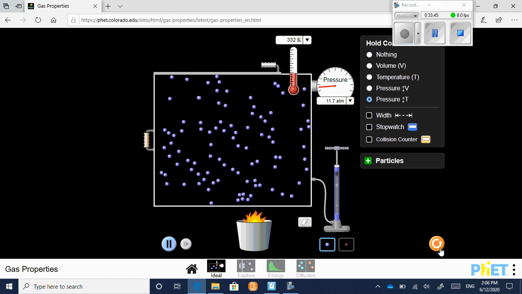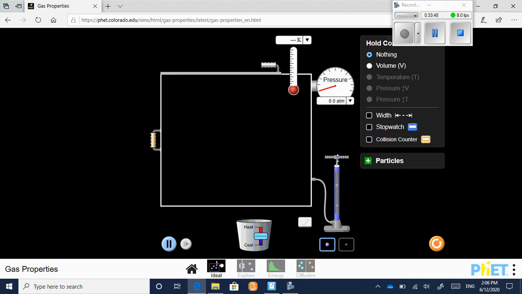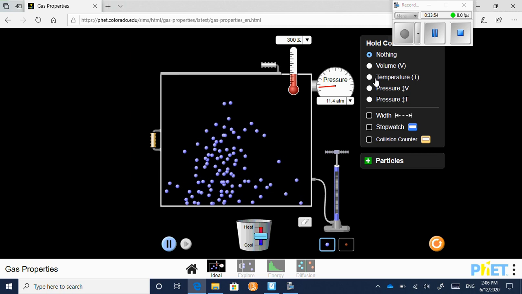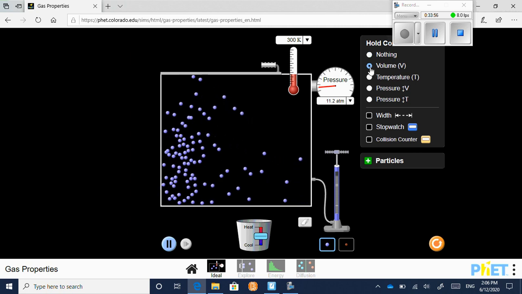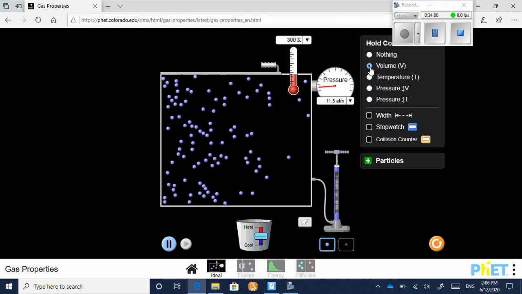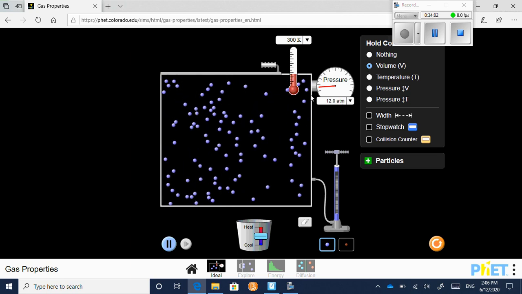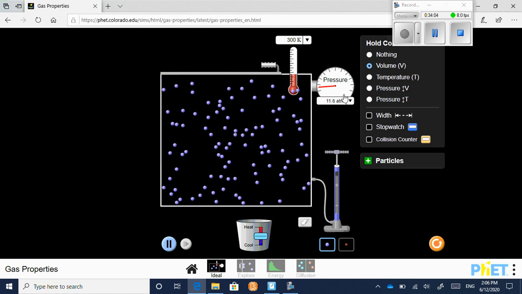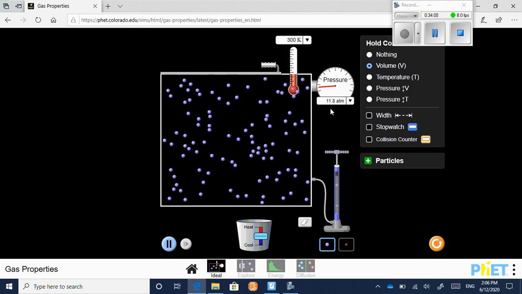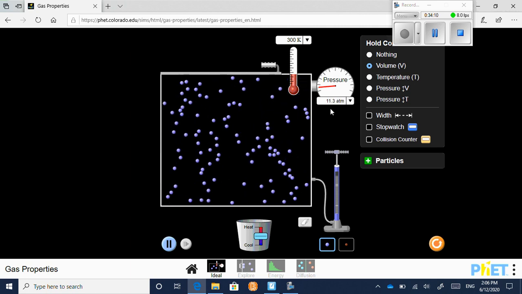All right, so here I'm just going to reset it. Let's put some gas molecules in here. Okay, and so we're interested in holding volume constant. And so what I'd like you to do is keep an eye on the pressure. The pressure looks like it's settling in. We'll let it settle down a little bit here. It's settling in around 12.